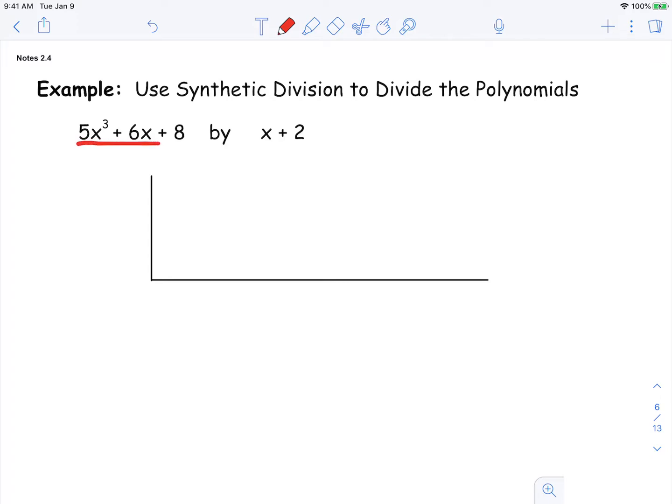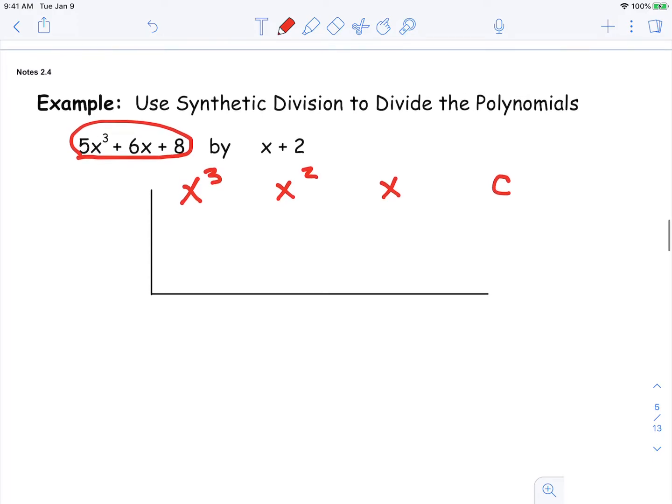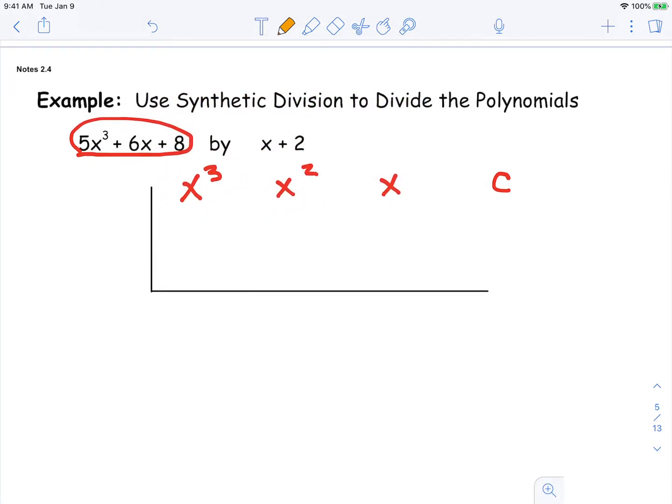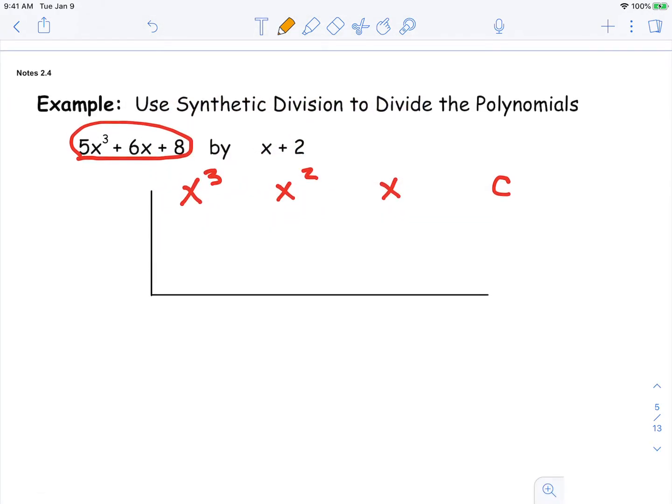So this is your polynomial. That's going to go in this box. So the degree of that polynomial is a cubic, so I'm going to put placeholders all the way down to the constant. I'm going to put the coefficients: 5. There isn't an x squared, so I'm going to put a 0, +6 and +8.